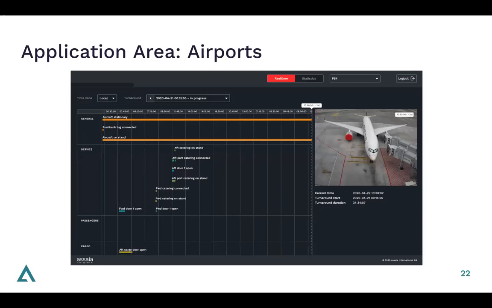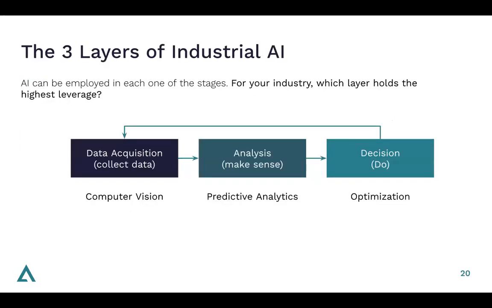And this is a perfect input for the pipeline I've just described, this one. So once you have the computer vision, which gives you timestamps, you can actually use it to have much, much better predictions of the future, and you can do proper optimization of your airport later on.